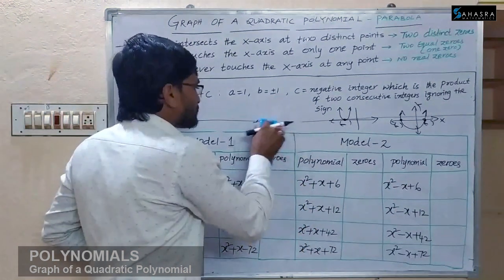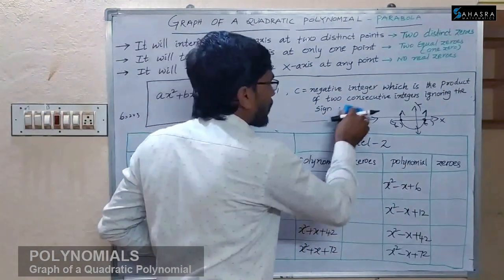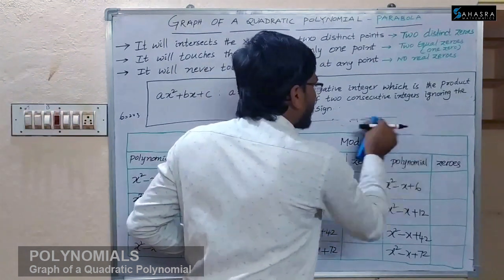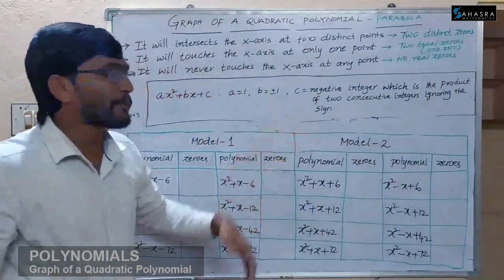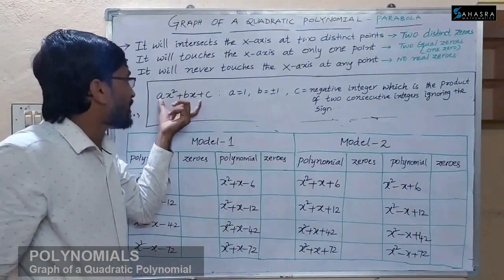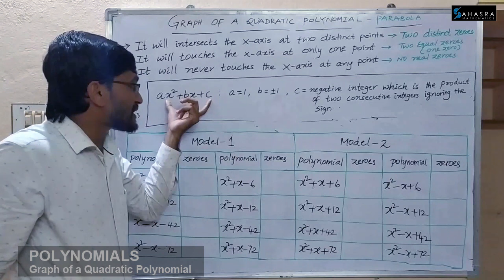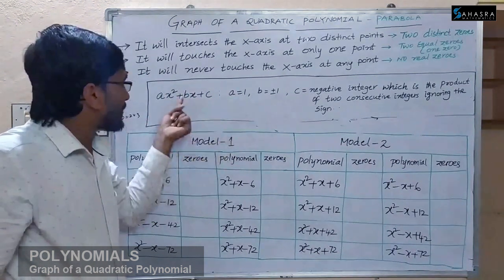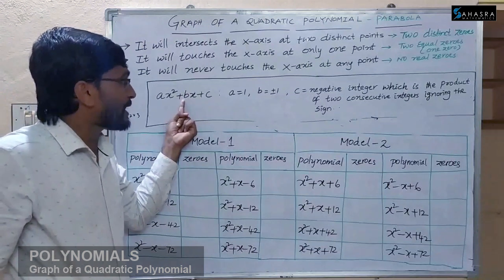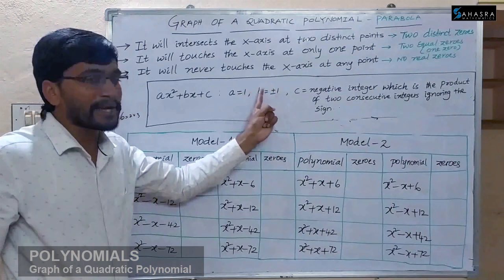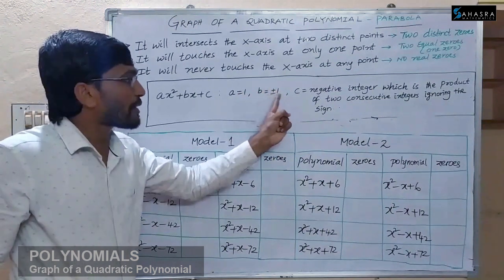So we have many quadratic polynomials. Among them, we consider one quadratic polynomial ax square plus bx plus c, which is the type where a is equal to 1 and the x coefficient b is equal to either plus 1 or minus 1. A is equal to 1, b is equal to plus 1 or minus 1.